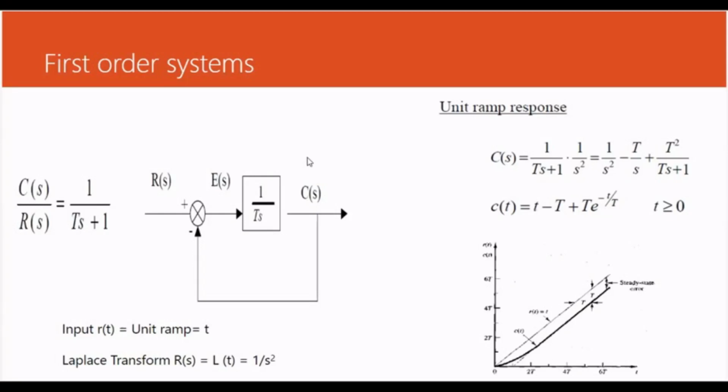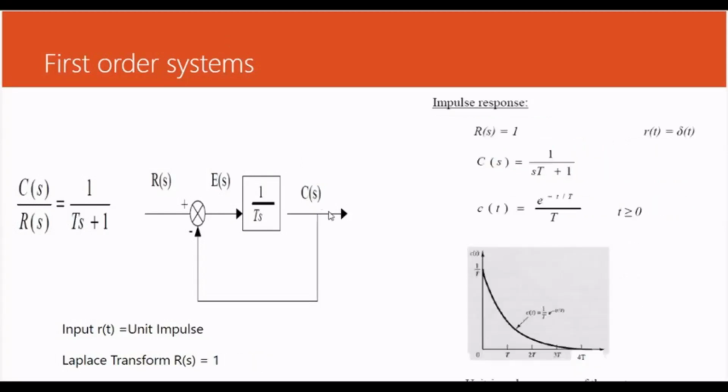So C of T is equal to T minus T plus Te raised to negative T over T, wherein your T is any number greater than or equal to 0. Okay, so if you will plot or draw your graph with respect to your input and your output, as you can see there, the comparison between your ideal input and ideal output. So the difference between them, if you will measure that, that is your steady state error.